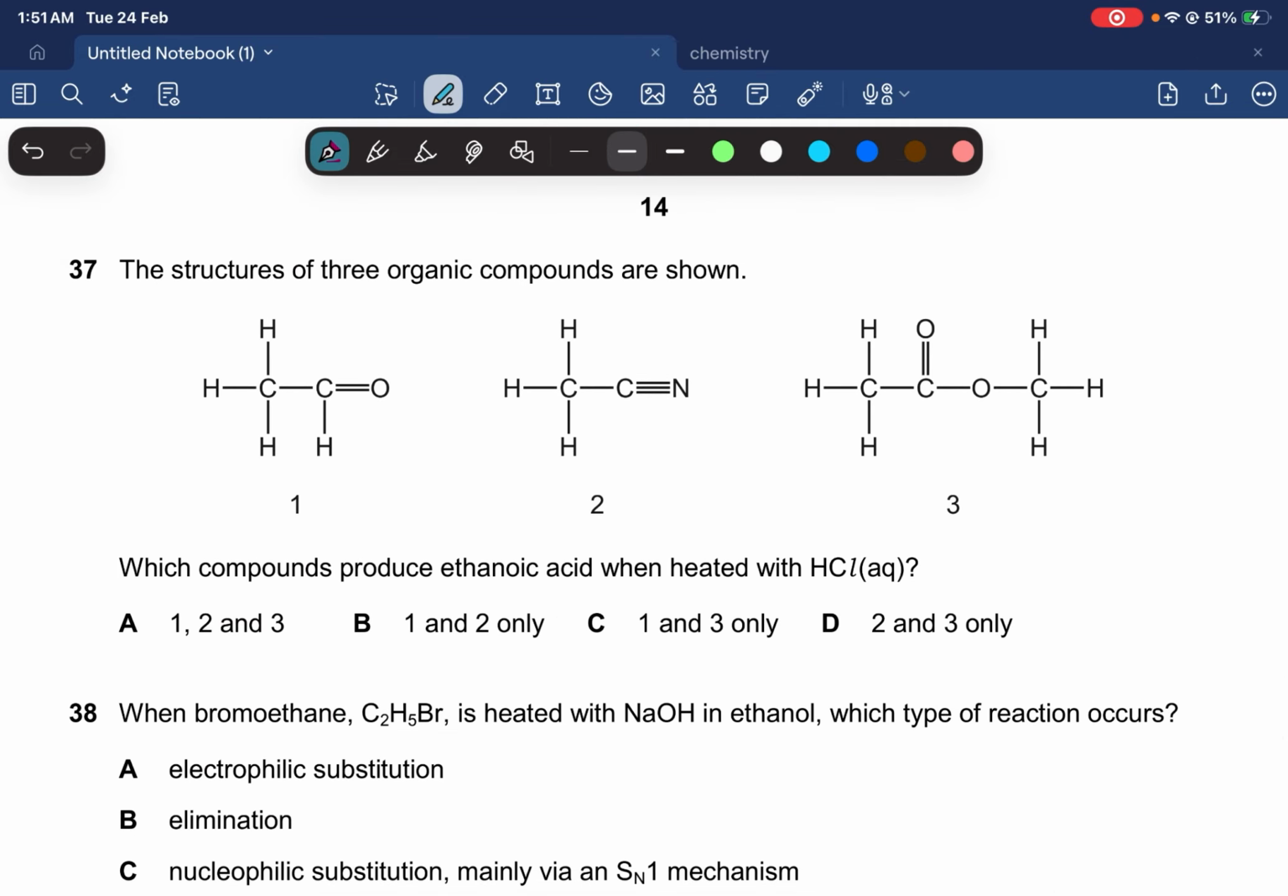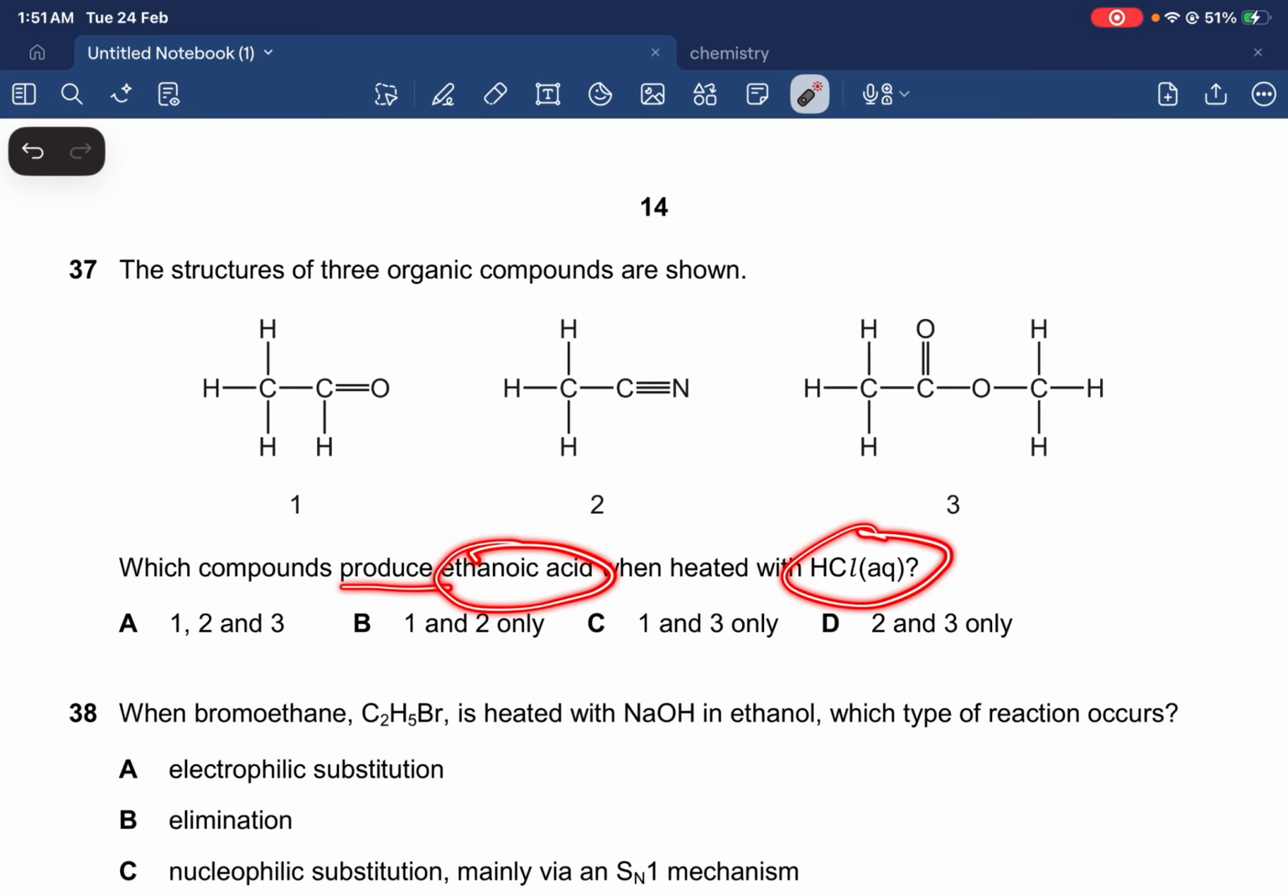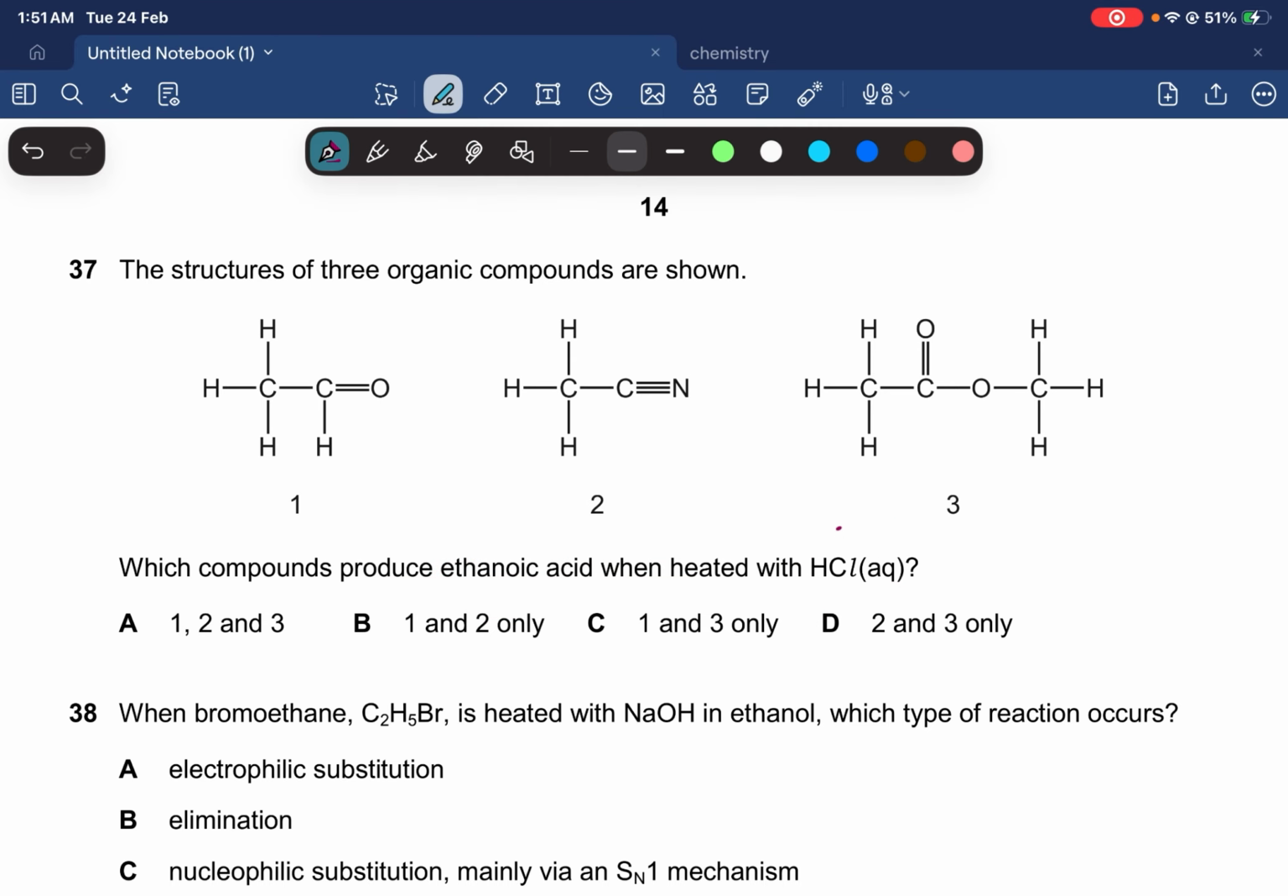The structures of 3 organic compounds are shown. Which compounds produce ethanoic acid when heated with HCl? Look, nitriles undergo acidic hydrolysis and esters also undergo acidic hydrolysis. So not an aldehyde, definitely.